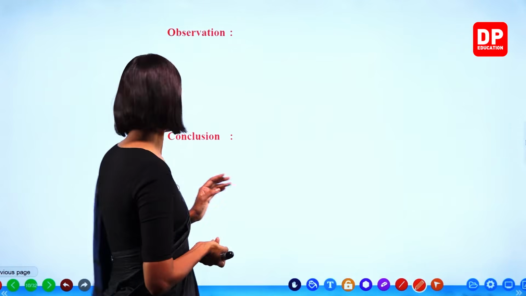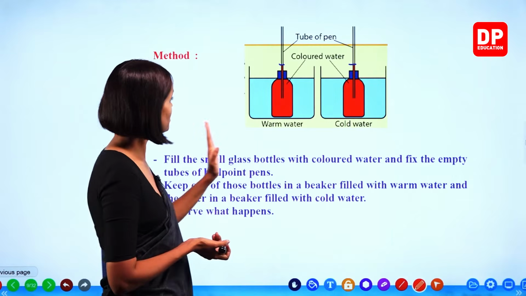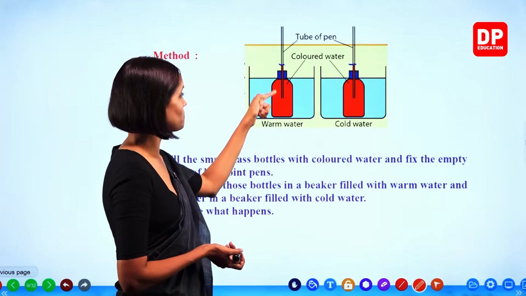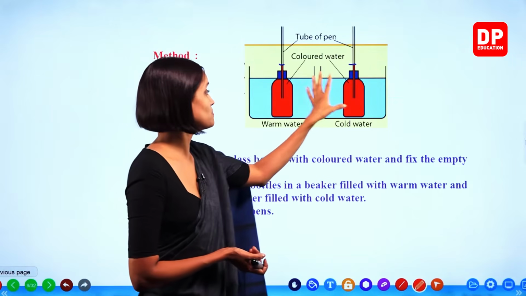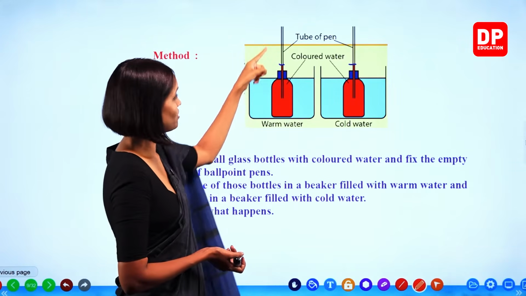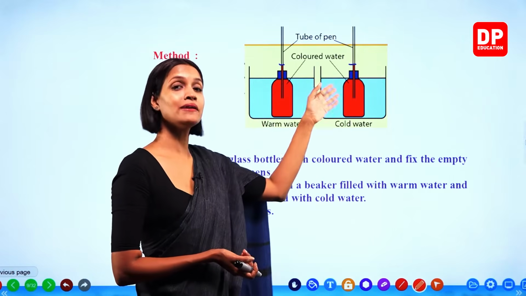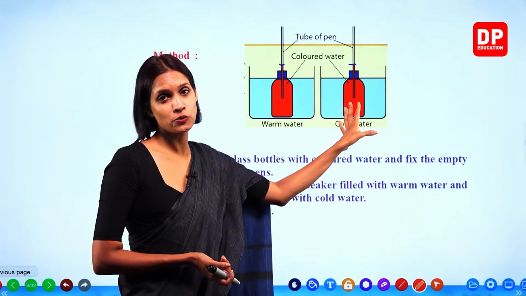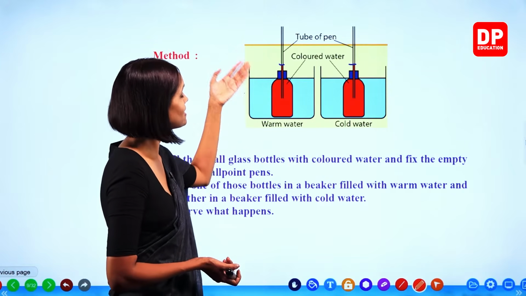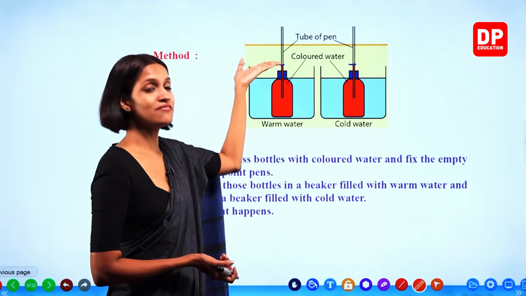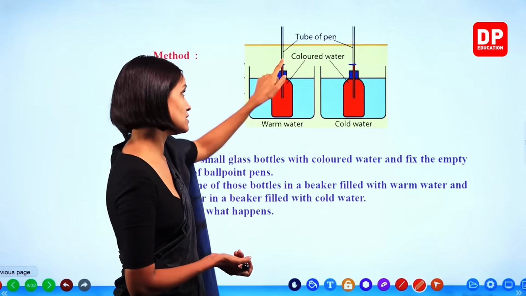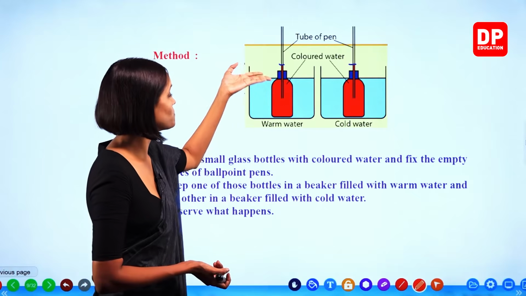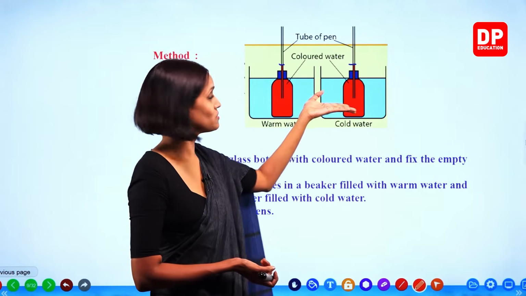Okay, children? So what did you observe? What did we do here? We used 2 empty bottles and we fixed these empty pen tubes, and first of all we filled these empty bottles with colored water and fixed the empty pen tubes to them, and one bottle we immersed in warm water, the other one in cold water. So then what happened, children? What happened to these water levels inside the empty pen tubes? We earlier marked the levels of it. Then what you have to do is observe after immersing in each water vessel.